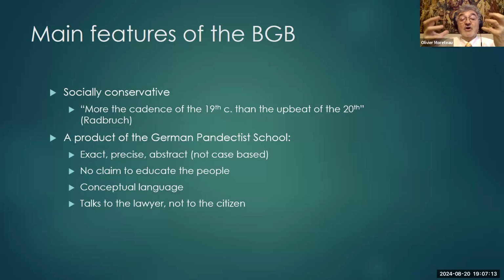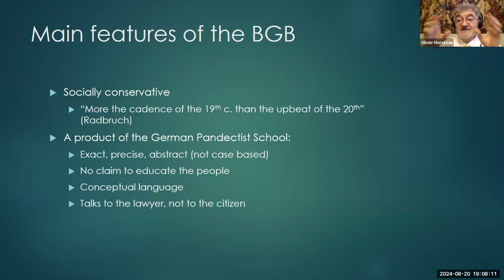The drafters wanted the code to be very exact, precise, abstract. It's not case-based. It's all based on categories, subcategories, etc. It doesn't claim to be a code made for the citizen. It's not citizen-friendly. There is no idea of educating the people. It is a code that is made for the jurists, for the lawyers, for the experts. It's written in expert mode rather than for everybody. You cannot study law 101 with a code like this. You need to be educated already in the law and in the categories to understand how that code is working. The language is very conceptual.